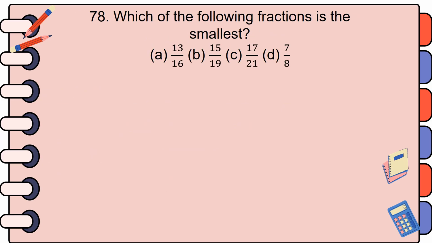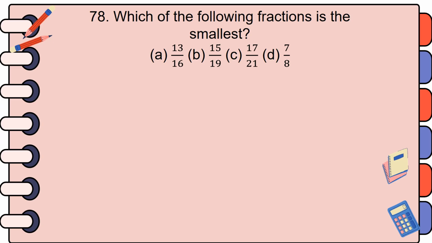Question number 78. Which of the following fractions is the smallest? You are given choices A, B, C, and D, fractions listed on these choices. Choice A says the fraction is 13 over 16. Choice B, 15 over 19. C, 17 over 21. And D, 7 over 8. Among these fractions, you have to find out the one that is the smallest.